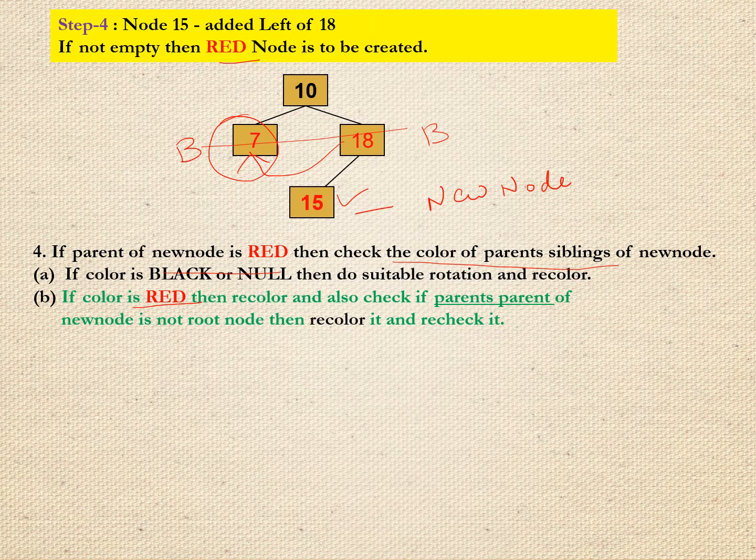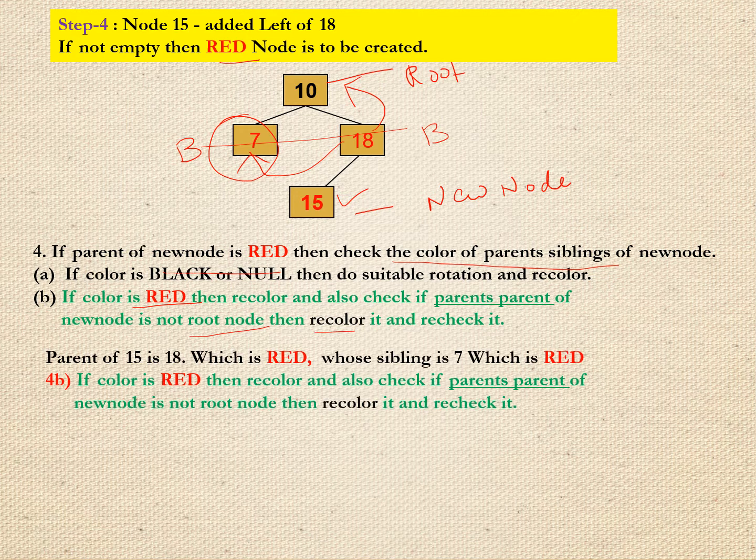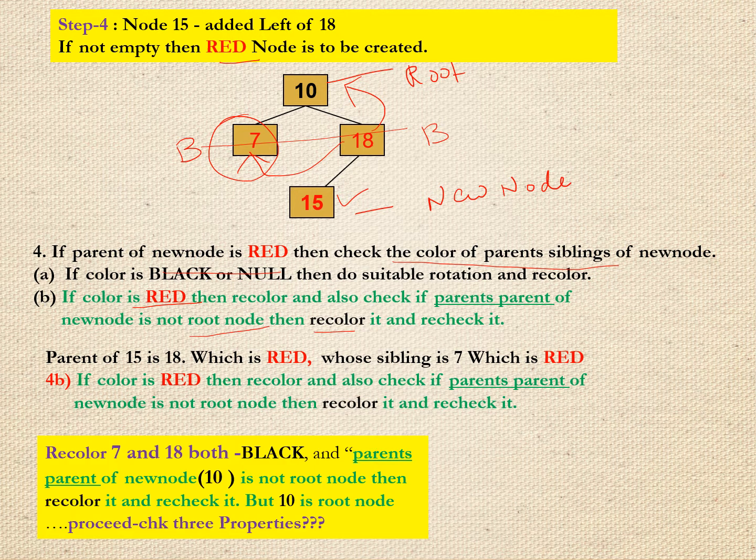After this, we have to check the parent's parent: node 15's parent is 18, and 18's parent is 10. If it is not the root node, then recolor. But node 10 is the root node, so we won't be recoloring it. We'll just keep node 10's black color as it is. This is the 4b condition. So we won't recolor node 10, and finally the tree will be like this.